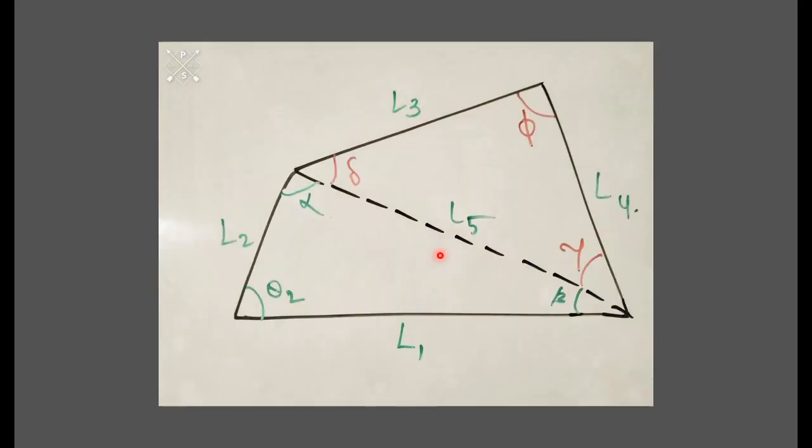So alpha, beta, L1, L2, L5 and theta 2 are known. Then you consider the other side, the other triangle. We have L3 and L4 known. Now L5 is also known. L5 is common to these two triangles.